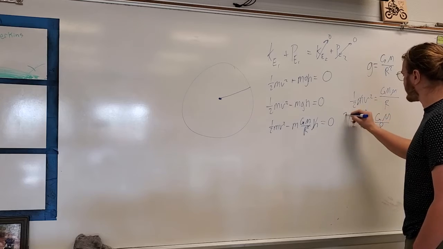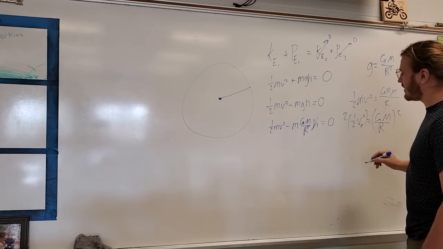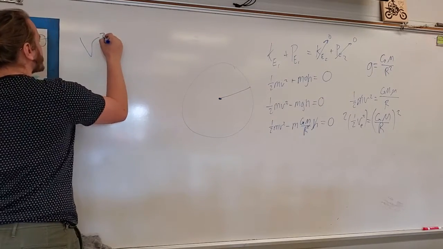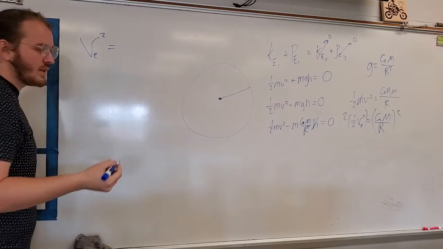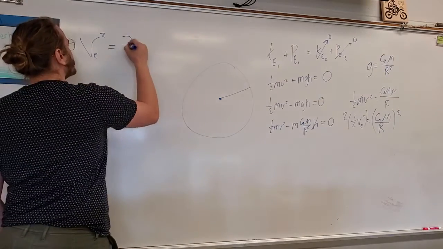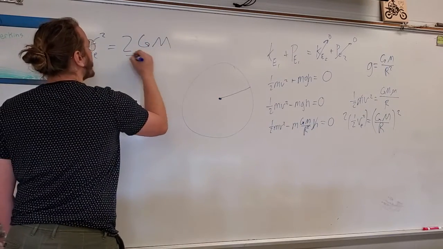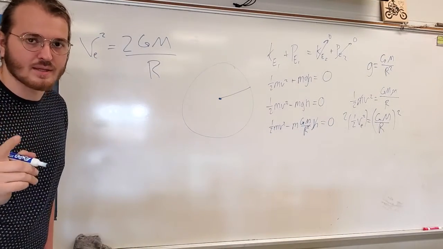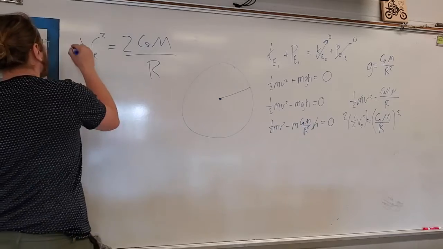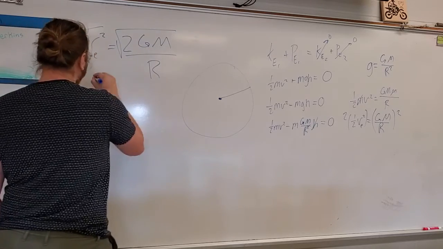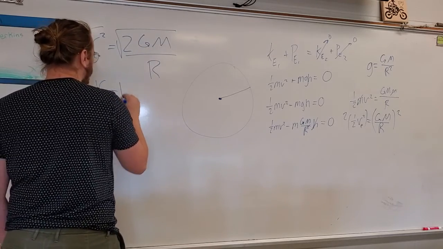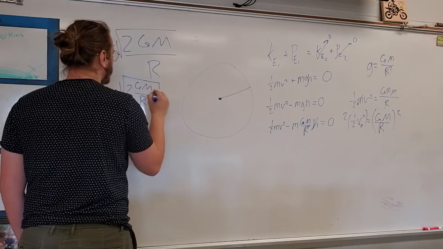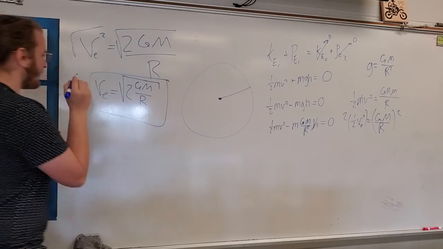We'll multiply by 2 to get rid of the 1/2. And we're left with, as we see over here, V_E squared, or our escape velocity squared, is equal to 2GM over r. And to find our escape velocity, all we have to do is just take the square root. So our escape velocity is equal to the square root of 2GM over r. That's what you need to know.